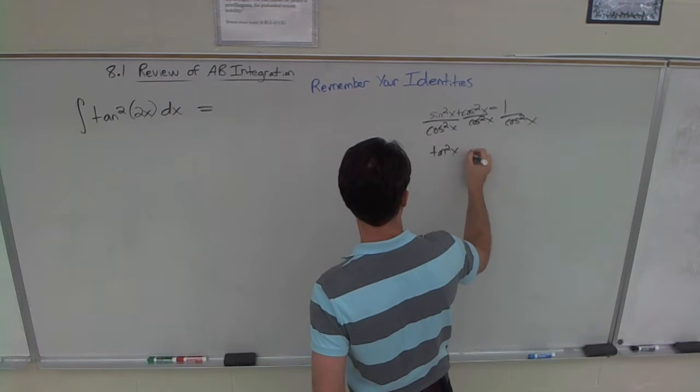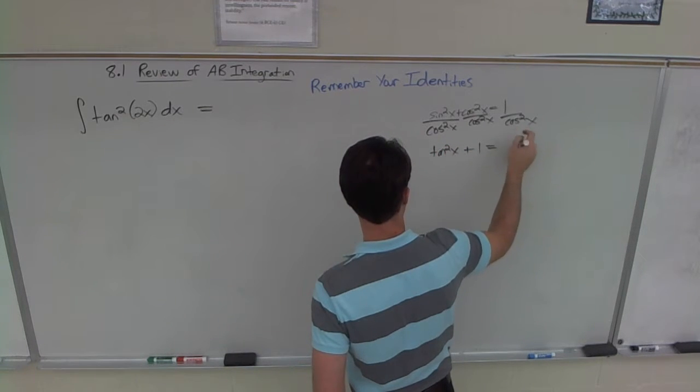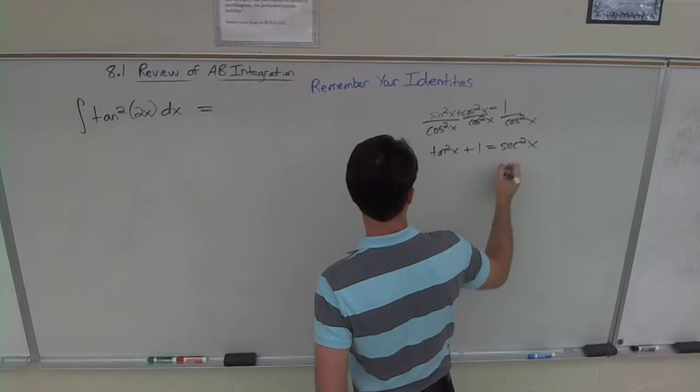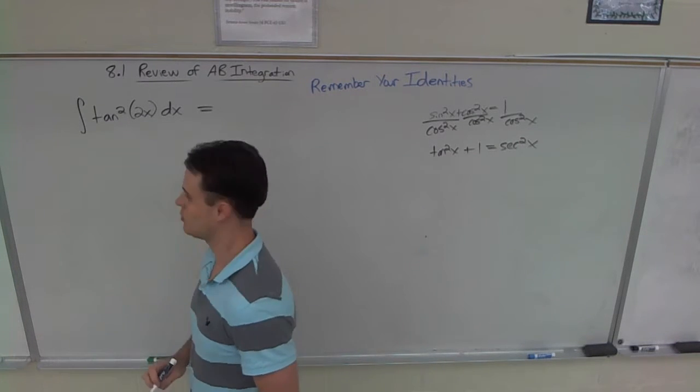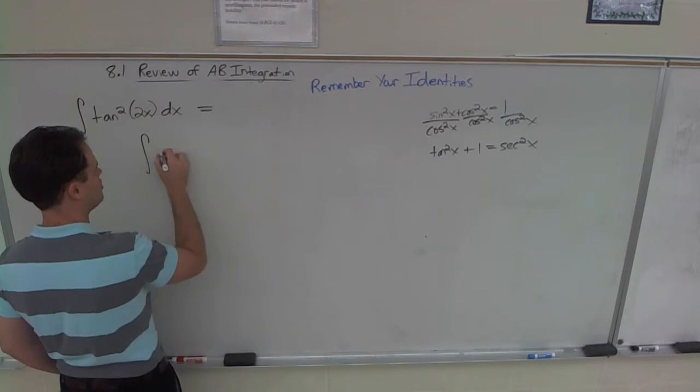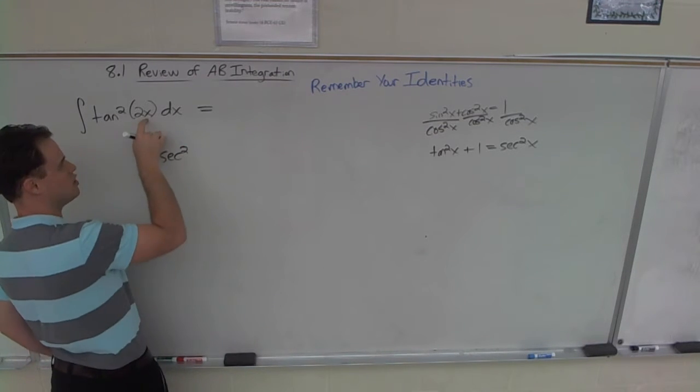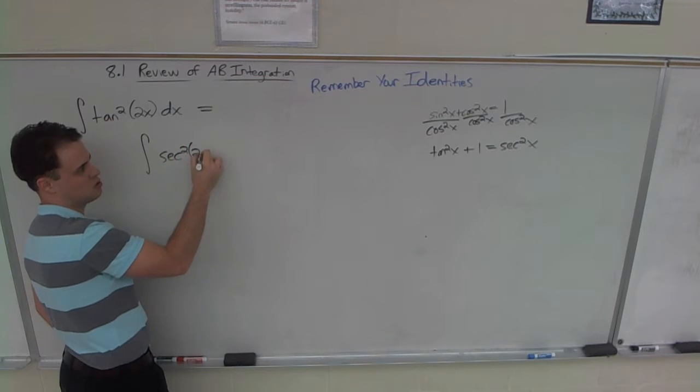Tangent squared plus 1 is secant squared. So that means my tangent squared integral can be secant squared minus 1. And I had a 2 here, so I should probably put a 2 here, right?